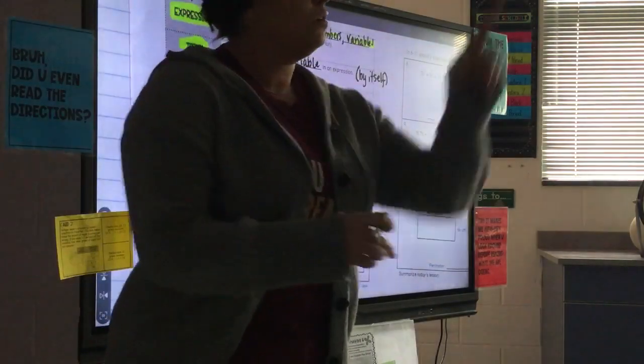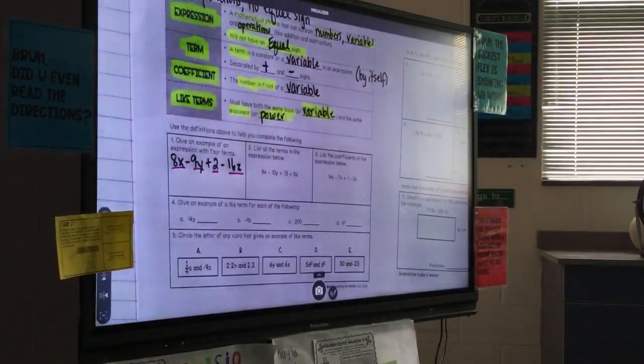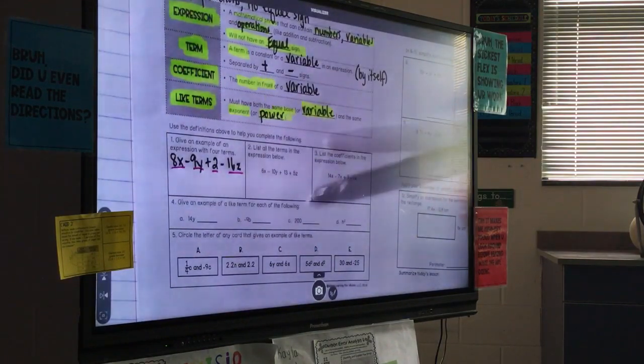All right, who wants to share theirs? One more. All right, Nevaeh. 4z plus 6y minus 3 plus 12x. All right. Why are both of those good examples? Brayden. Because there's 4 terms. 4 terms, and they're separated by what operations? Addition and subtraction.